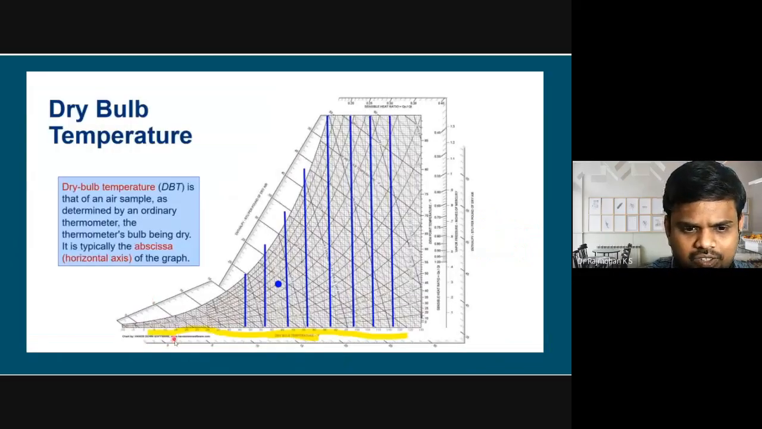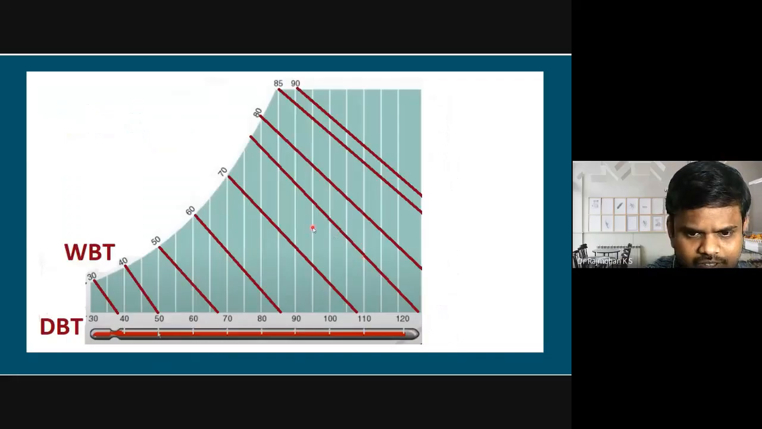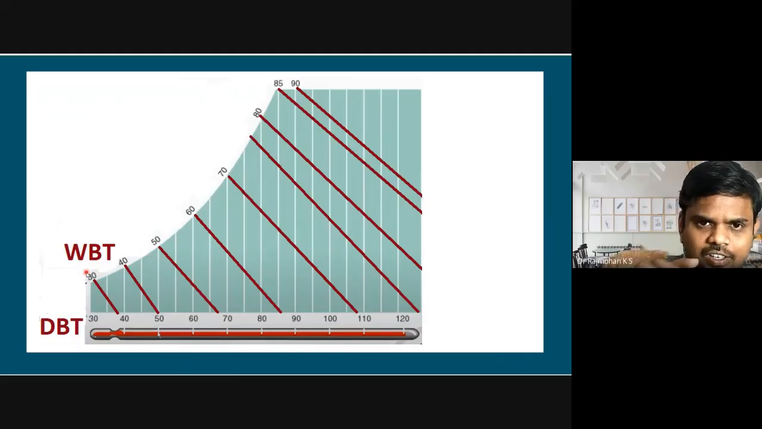Okay, so we have dry bulb temperature on the x-axis. So what is dry bulb temperature? It is the temperature measured by an ordinary thermometer when the bulb of the thermometer, where the mercury is, is dry. Typically it is on the horizontal axis. Then we have seen what wet bulb temperature is, right? When you have a wet wick connected to the bottom bulb of the thermometer, the wet bulb temperature is always going to be less than the dry bulb temperature.